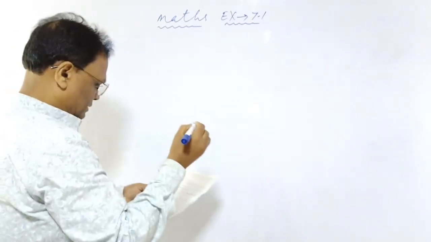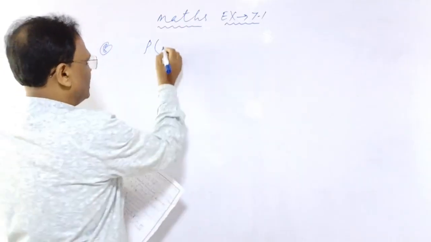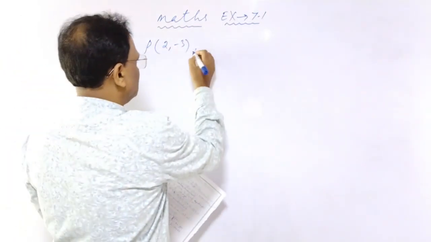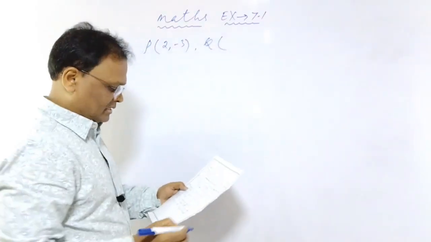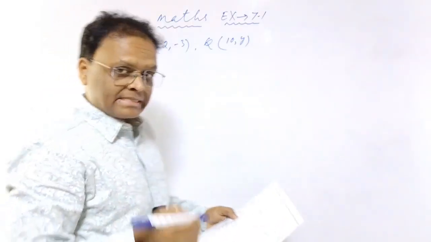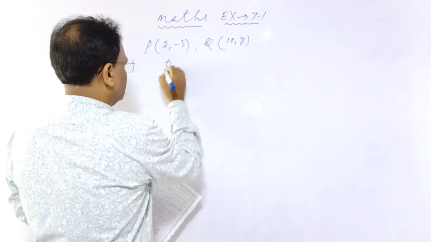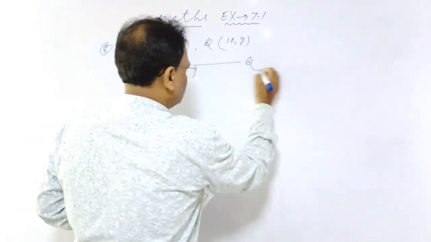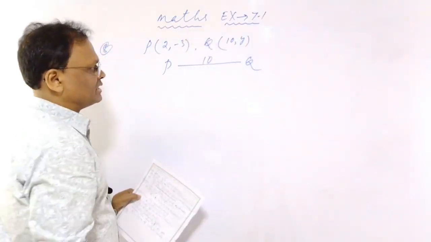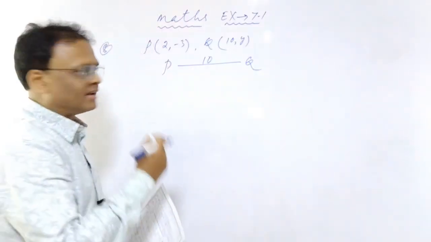The 2 points are: the first point is P whose coordinates are minus 2 comma minus 3, and another point Q whose coordinates are given as 10 comma y. And he has given the distance between these 2 points as 10. That means P is a point and Q is another point, and the distance between these 2 points is 10 units. Very simple. The distance between P and Q is given. Just use the formula, get the answer.